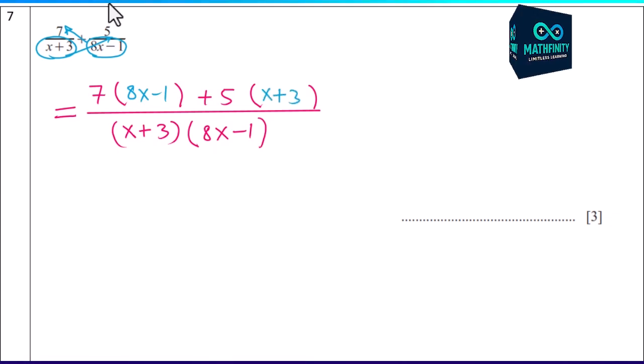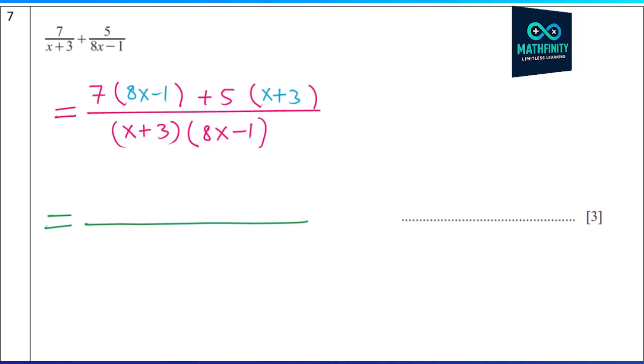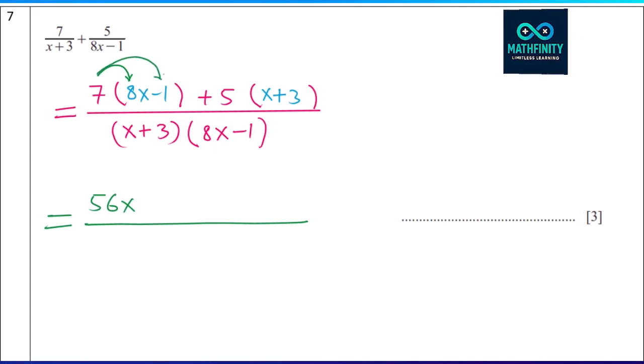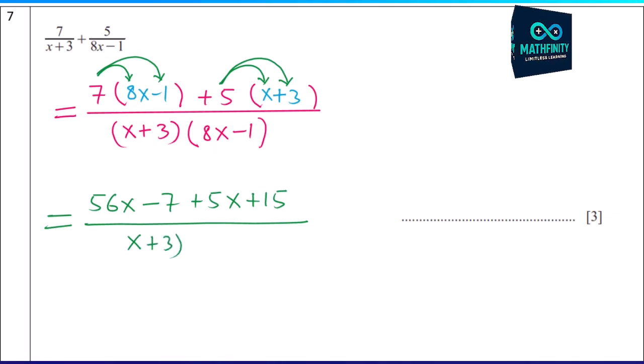After this step, we have to open the brackets only in the numerator. So we will multiply 7 with this. It will be 56x. 7 times minus 1 is minus 7. 5 is going to multiply with x, so plus 5x. 5 is going to multiply with 3, so positive 15. And the denominator we will keep as it is, x plus 3 and 8x minus 1.